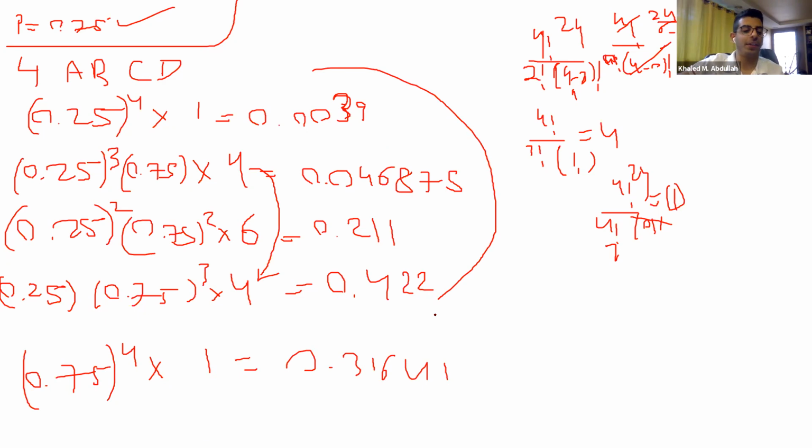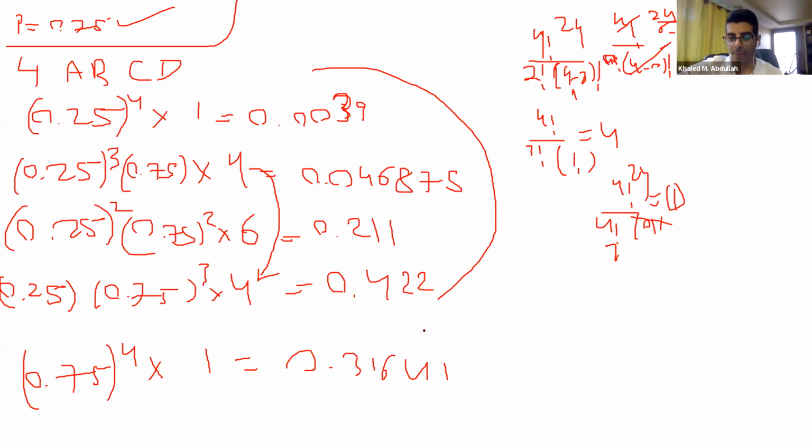All right, now let's add all these together. So it's going to be 0.0039 plus 0.046875 plus 0.211 plus 0.422 plus 0.31641. And look at that. I mean, it's close enough, but it's 100%. And it should, of course, be 100%.